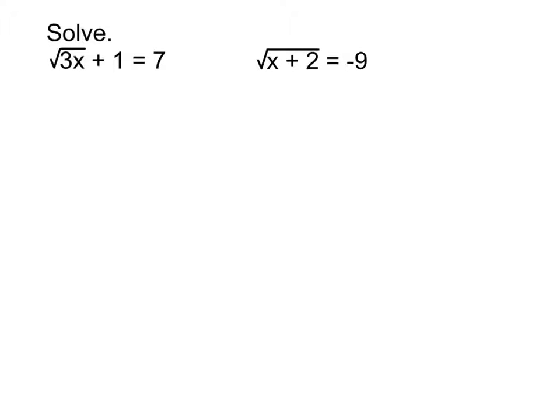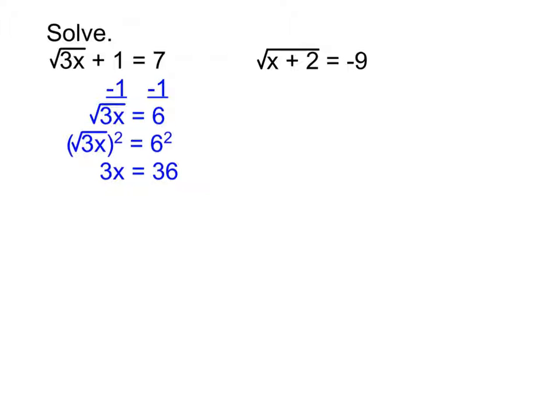All right, now for these, we approach them the same way. Step 1, get the square root by itself. So on this first one, that means I got to get this by itself, which means moving that plus 1 out of that left side. So first step, subtract 1 from both sides. So we got the square root of 3x equals 6. And again, you get rid of the square root by squaring both sides.